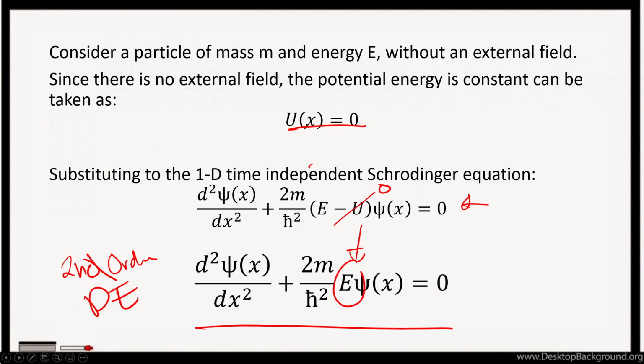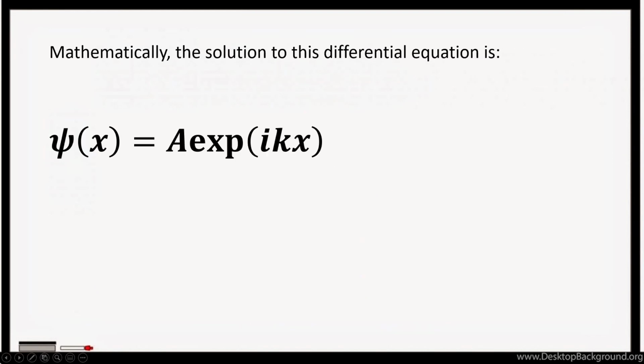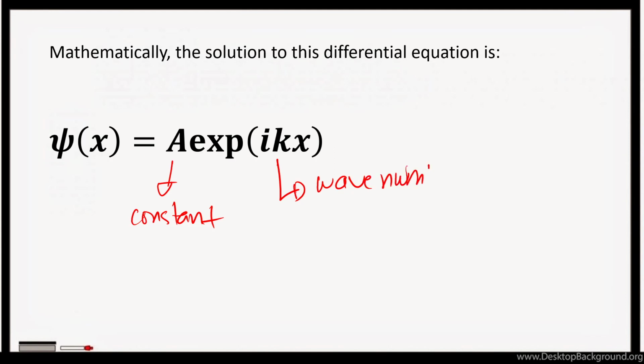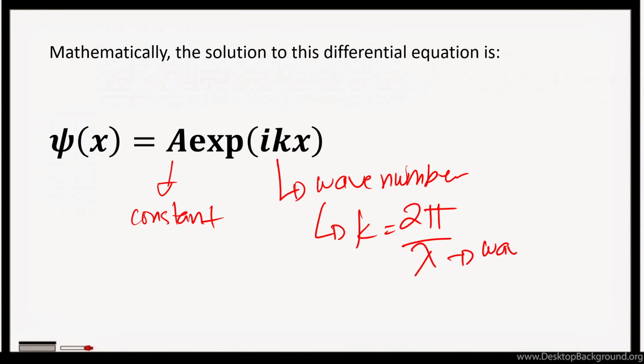The solution for a second order differential equation from your previous ES21, hopefully, or Math 22, 23, or Math 54, 55 is equal to A exponential I kx, where A is a constant of integration and K is our wave number. And this wave number is equal to, K is equal to 2 pi over lambda, where you guessed it, yung lambda natin is your wavelength.